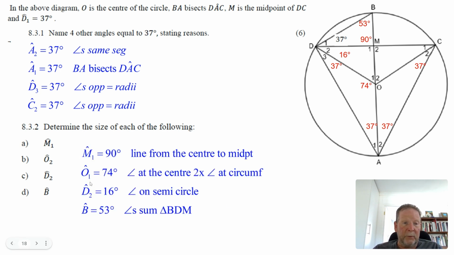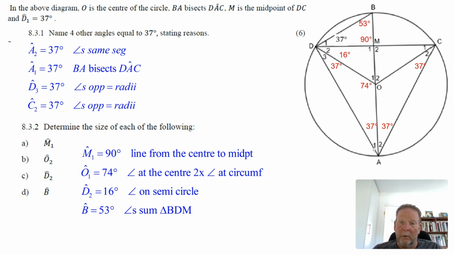Determine the size of each one of these. Why is M1 got to be 90 degrees? Well, because this is a midpoint, and a line from the center that goes through the midpoint is perpendicular. A line from the center to the midpoint is 90 degrees. So there's M1.